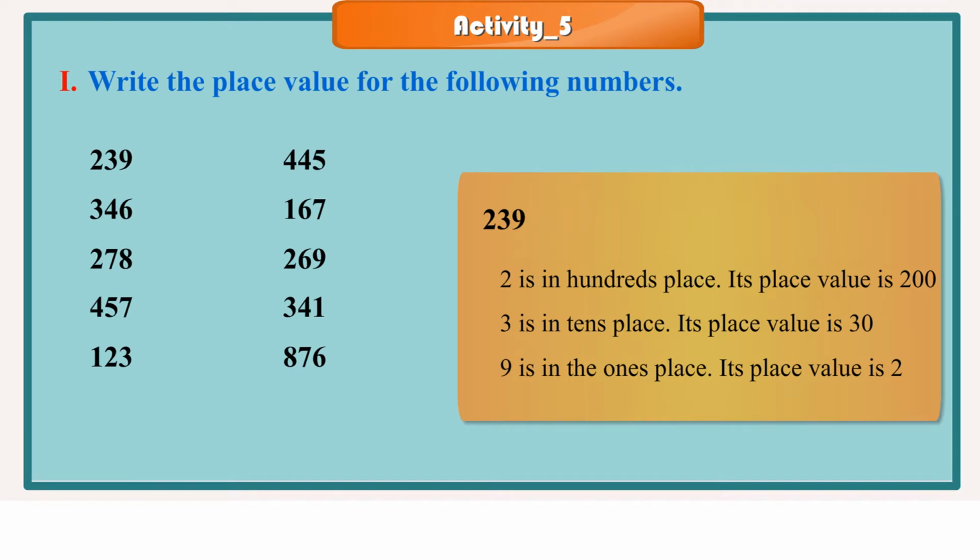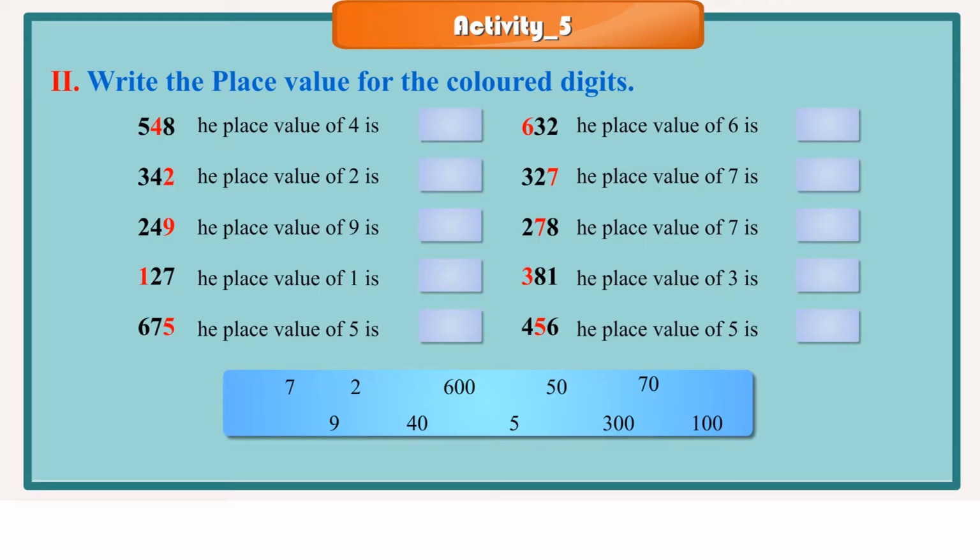Activity 5. Write the place value for the following numbers. Write the place value for the colored digits.